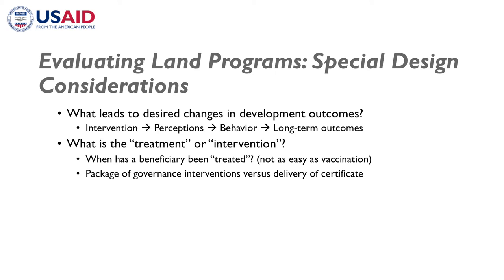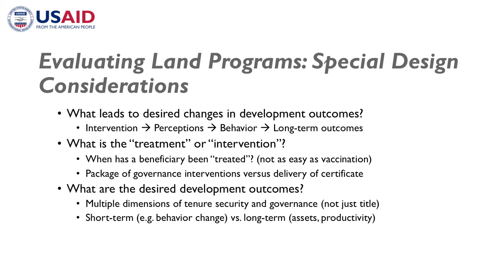And sometimes, as I mentioned, we have packages of interventions that are required. So it's not just about the delivery of a paper certificate, it's about the whole process of involving the neighbors in discussing the boundaries, getting the government to certify those boundaries, creating a registry that has a record of the boundaries of your plot, and then issuing a paper certificate to you. And that whole package of governance interventions might be what we actually think leads to this change in perception and behavior and impact.